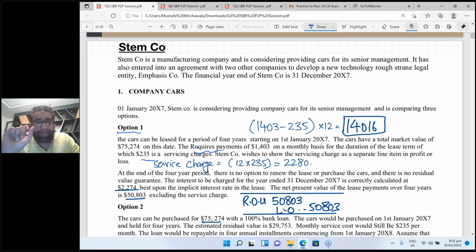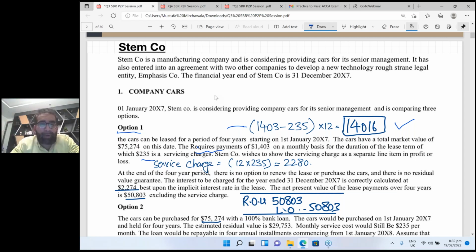So now let's calculate the pure lease payments. See, 1403 is the per month amount. It includes 235 as a service charge. So this is the monthly lease rental, pure lease rental. I have removed the service charge. So now this is monthly, multiplied by 12, 14016. These are the annual lease rentals, 14016, pure annual finance lease rental I have taken out separately.